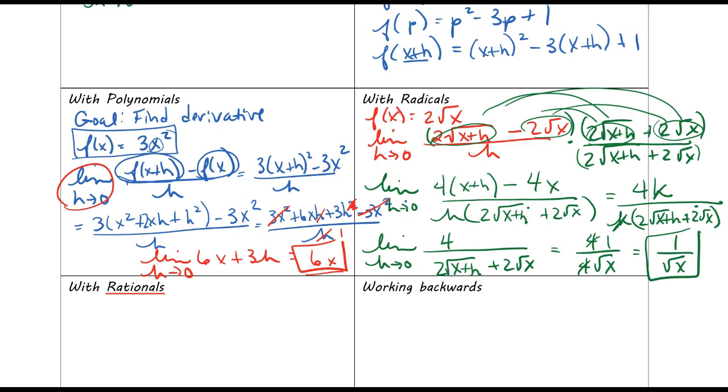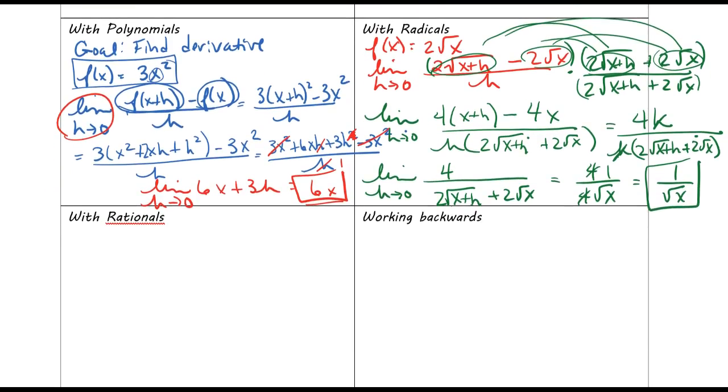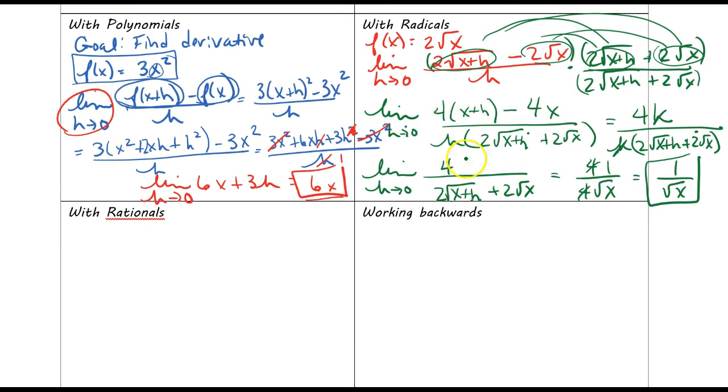Well, you've done it right if you got your h on the bottom to cancel, and then if you were able to plug in stuff, your answer should not have an h in it anywhere, right? Because you're plugging in a 0 for it. So you should have an answer of just x's or numbers or something like that with no h's, okay? All right, cool. So what about with rational functions?